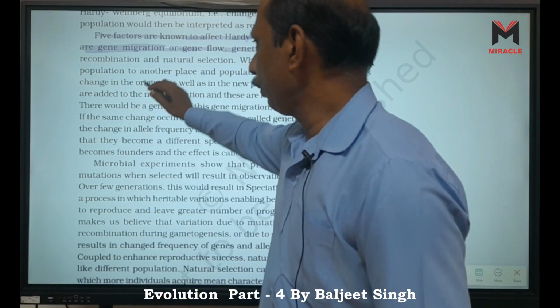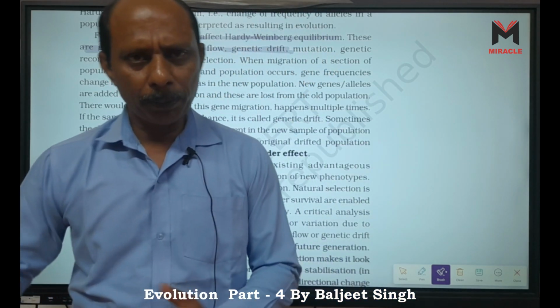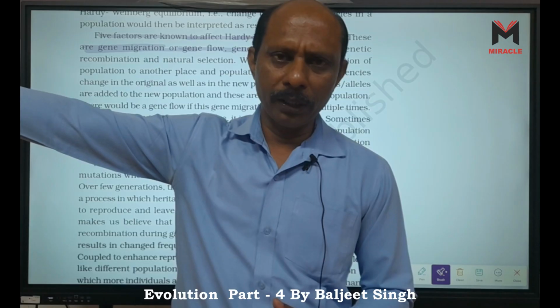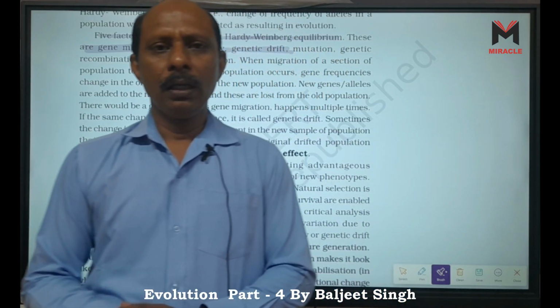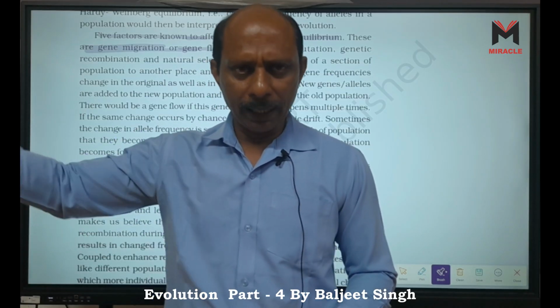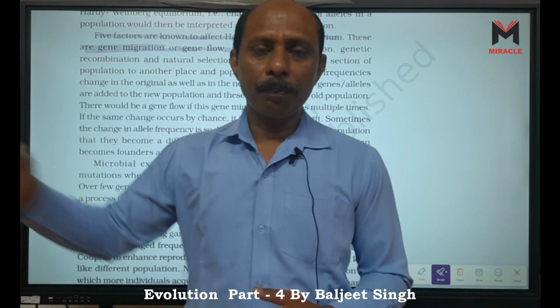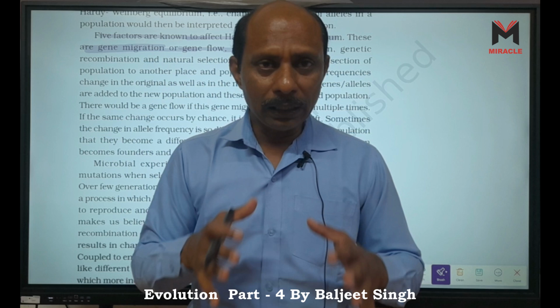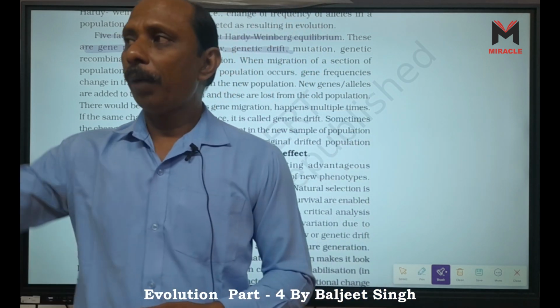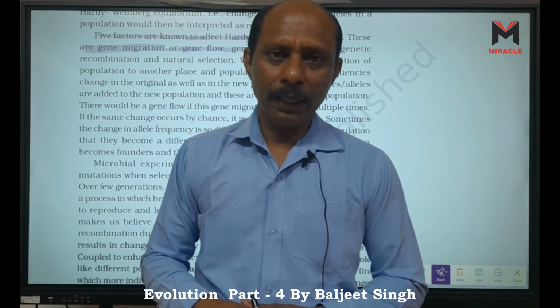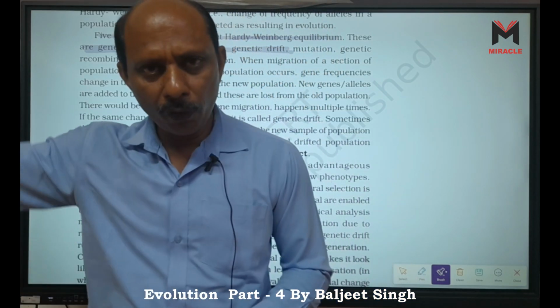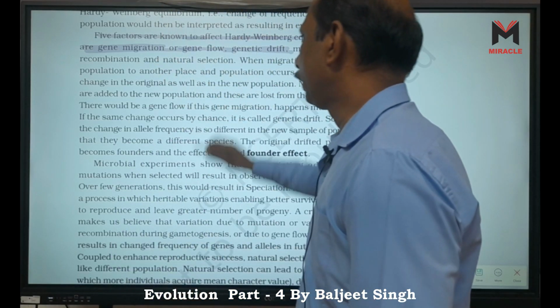And one more is migration. What is the meaning of migration? Some people come from England or USA, they come here and settle down, and this continuously goes on many times. They come and migrate. When people come, their alleles are also coming, and these alleles are added into the new population and lost from the old population, right? So this flow of genes, this movement of people, is called gene migration or gene flow.